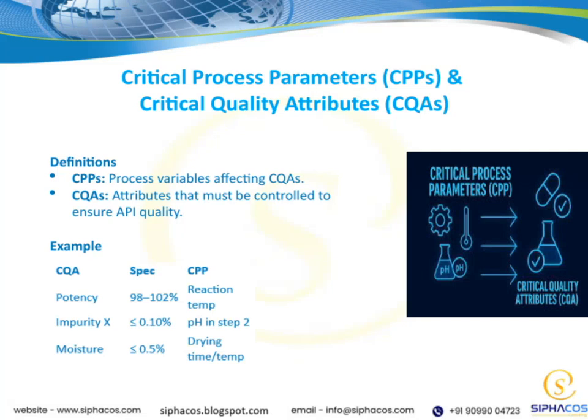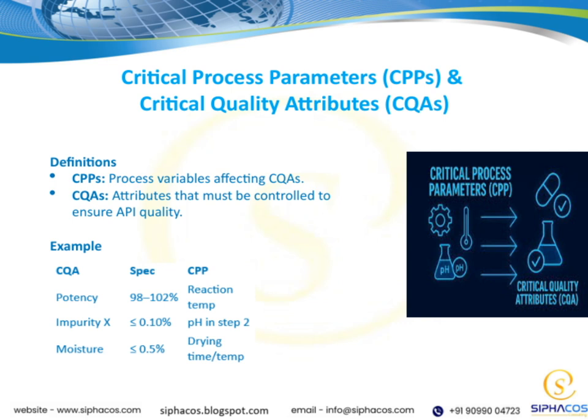Let's take a look at critical process parameters, or CPPs, and critical quality attributes, known as CQAs. First, CPPs are the process variables that can influence the CQAs. In other words, these are the factors we can control during manufacturing that directly impact the quality of the final product. On the other hand, CQAs are the attributes that we need to monitor and control to ensure the API meets quality standards. These attributes are essential because they define the quality profile of the active pharmaceutical ingredient.